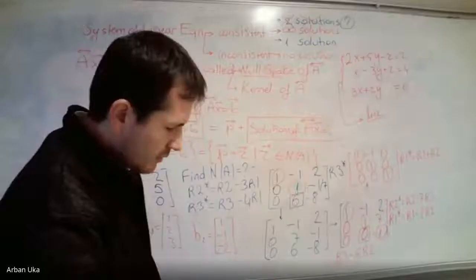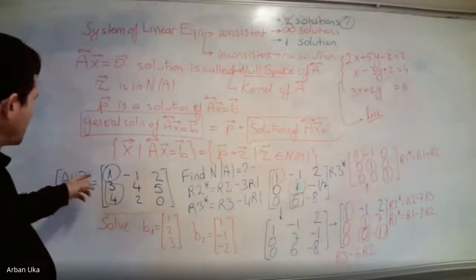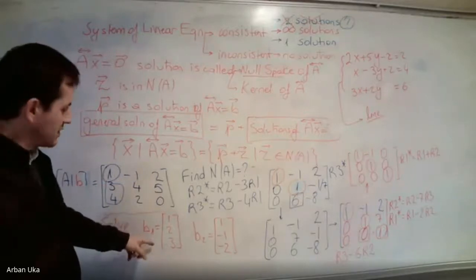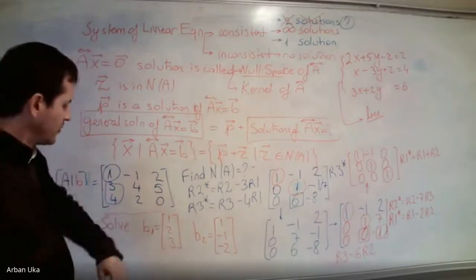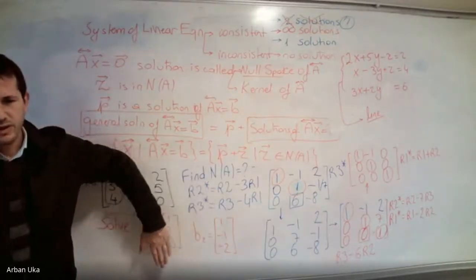Professor, in the homework, what do we have to do? You have to find the solution of this system where the coefficient matrix is A and the result matrix is B1 and B2. So you solve for B1 with these numbers, and then you solve for B2 with these numbers. So they are separated. We have to do 2 solutions. Yeah, 2 solutions. Okay, thank you.